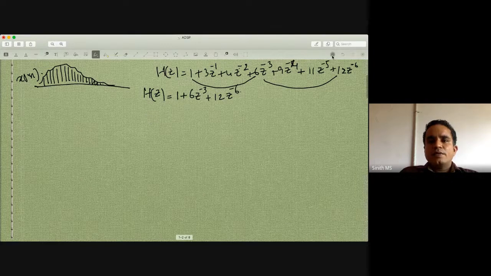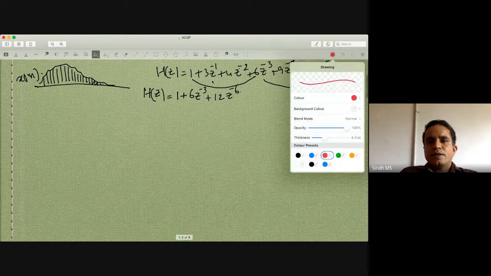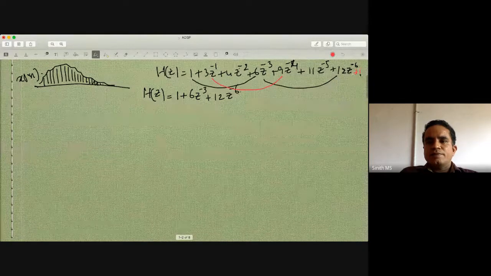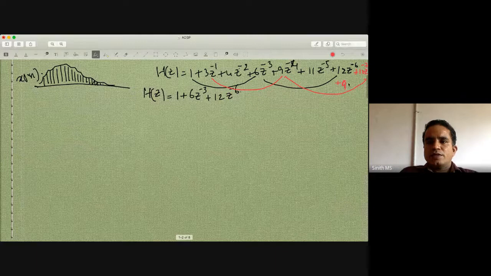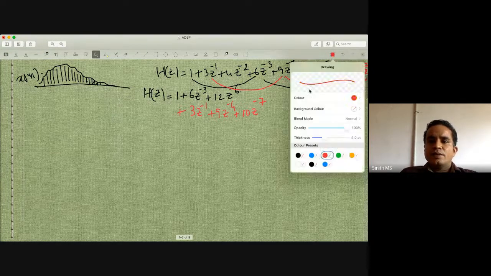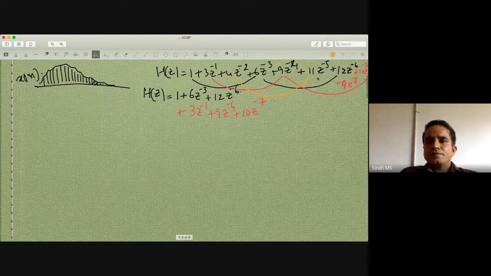So that becomes 1 plus 6z raised to minus 3 plus 12z raised to minus 6. And again, if you take these terms together, suppose you have, say, 10z raised to minus 7, you can take that term also. Let us assume that you have another 9z raised to minus 8 also. So this can be written as plus 3z inverse plus 9z raised to minus 4 plus 10z raised to minus 7. And if you take some other terms together, then you have plus 4z raised to minus 2 plus 11z raised to minus 5 plus 9z raised to minus 8.